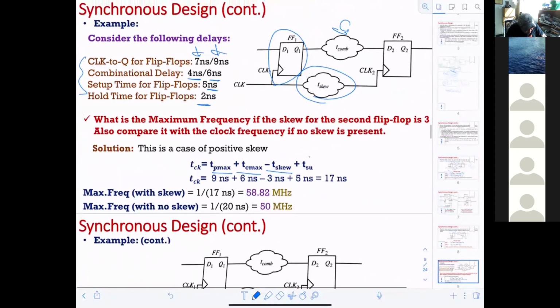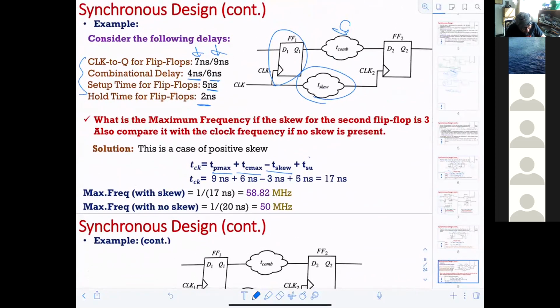So TB max is what? It's coming from the clock-to-Q of the flip-flop, 9 nanoseconds. TC max is coming from the combinational circuit, 6 nanoseconds. Then the T skew here, it was 3 nanoseconds, I believe. Then my setup time is 5 nanoseconds, so that means 17 nanoseconds. 1 over 17 nanoseconds gives you my maximum frequency with skew. Have you noticed? The maximum frequency got improved, right?